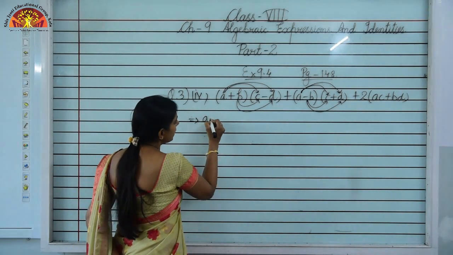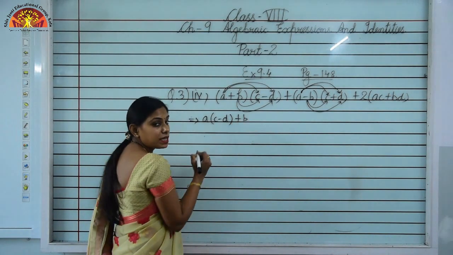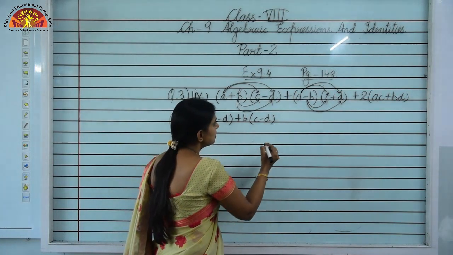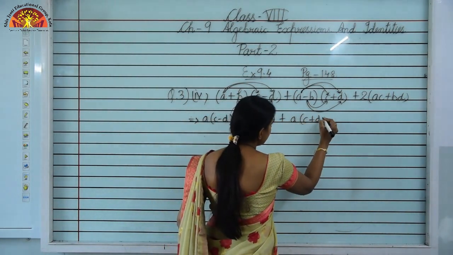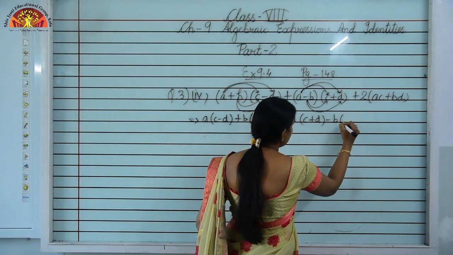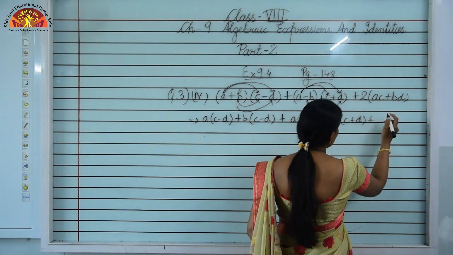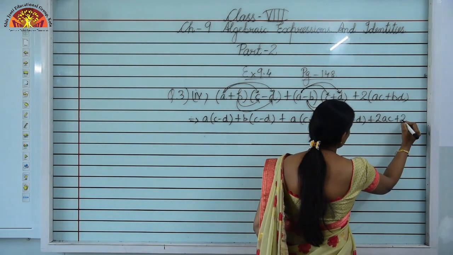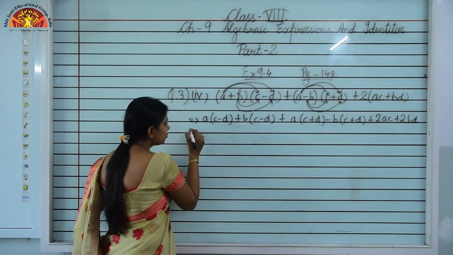So A into (C minus D) plus B into, yes, it's (C minus D). Similarly, plus A into (C plus D) minus B into (C plus D). Plus you can open this 2 into AC is 2AC and 2 into BD is plus 2BD. Is it clear? Now we'll just do the simplification.